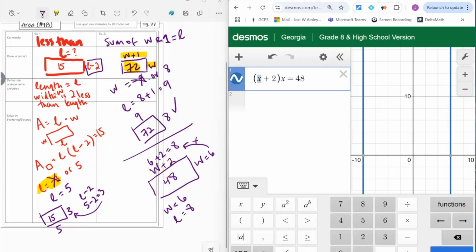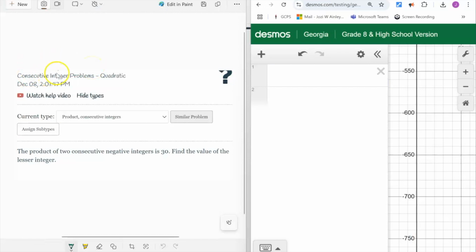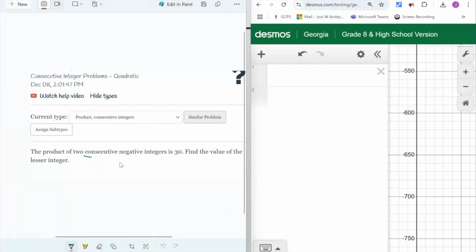Let's practice. All right, so we're going to take a look at consecutive integer problems. There are 1,000 of these that they could give you. One of them is product of consecutive integers. And what does product mean again? When I multiply, right? So this is saying when I multiply two consecutive integers. So let's talk about a couple of things. Consecutive means next to each other. Like, for example, 8 and 9 are consecutive numbers, right?